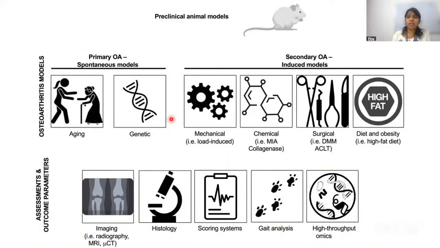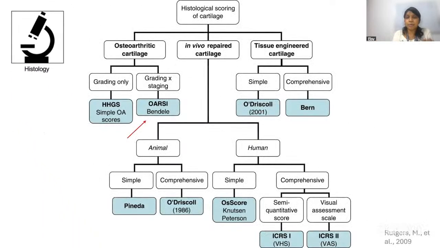So you have your osteoarthritic models, where it's divided into primary and secondary. Any type of model will need an evaluation, and the most standard that is used is histology. Still continues to be histology. You do have imaging, scoring systems, and gait analysis, which are rather an additive to what histology can help us come to. So with histology, you have various scorings. One of the most accepted scorings in case of an animal model is the OARSI scoring. I'll come to it shortly.